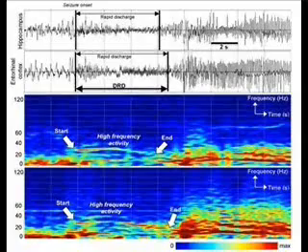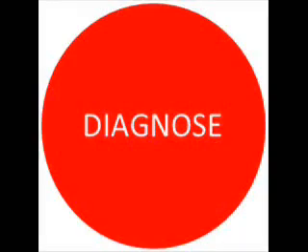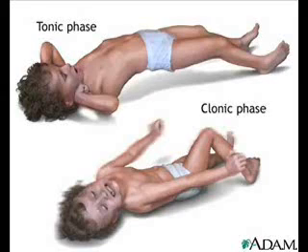In addition to the complete physical and neurological examination that you performed, these questions and helpful hints will be beneficial in assisting the medical team with the diagnosis of a seizure disorder. Diagnosis. A priority nursing diagnosis for Anita would be risk of injury related to seizure activity. A nursing diagnosis that includes Anita's family would be anxiety and fear of parents related to the child having life-threatening and incapacitating seizure activity. Anita has been medically diagnosed with tonic-clonic seizures and is placed on Dilantin.